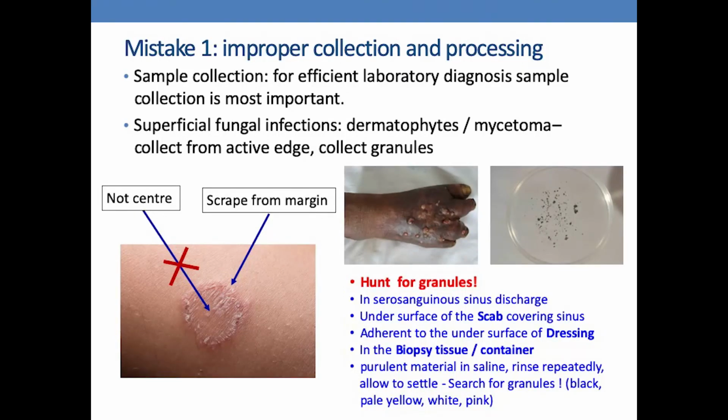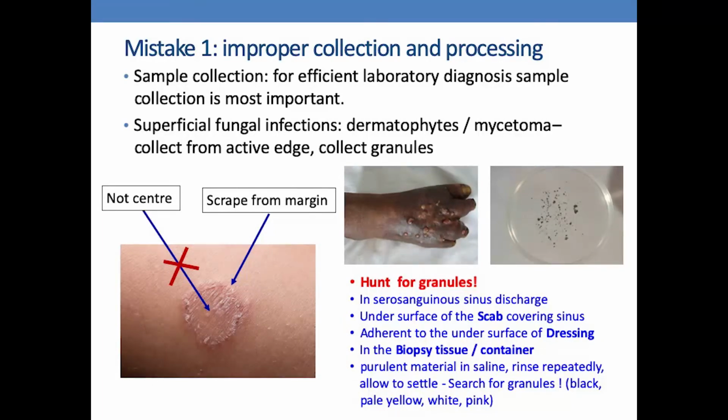Improper collection and processing: if the sample is not good, then there is a problem in diagnosis. Superficial fungal infections like dermatophytes, and mycetoma, especially in mycetoma you have to collect the granules. Here, this is a dermatophytic infection. Where you collect the sample from is very important. You have to scrape from the margin, not from the center. The center will not have the fungi which you are looking for. So it is the margin from where you have to collect the sample.